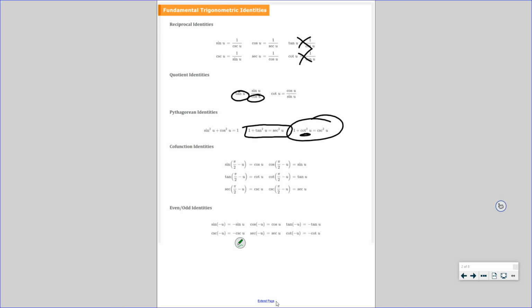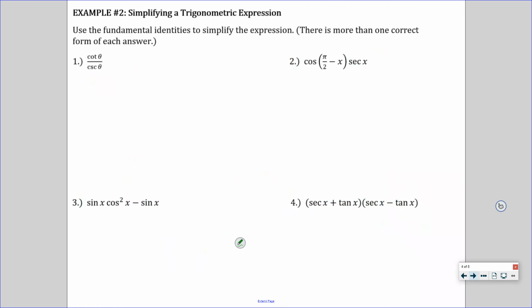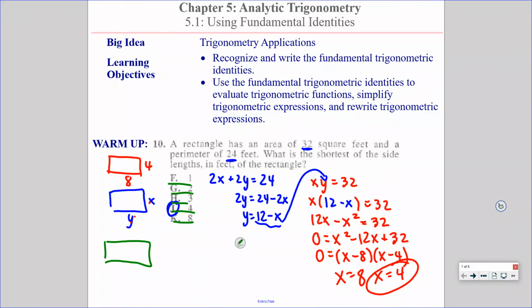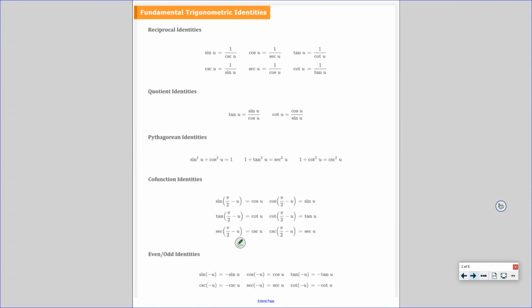So again, I'm looking at my list here, and you can look at your big list if you want, but I have cotangent over cosecant. And I'm like, how can I try and simplify that? I could rewrite cotangent as 1 over tangent, or I could rewrite it as cosine over sine. I could use any of these identities.